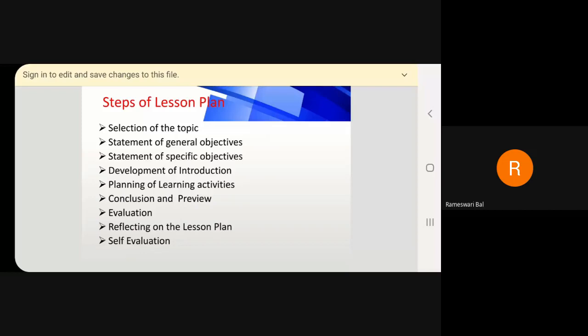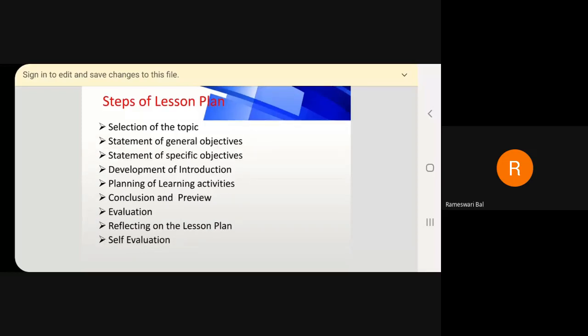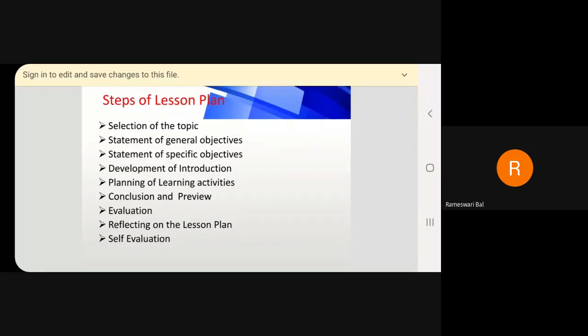But at the time of covering a specific content within 40 or 45 minutes, what I am going to present and what we expect from our children in terms of learning outcome, we mention in the specific objectives. I think it will be clear for all of you. We should not get confused: general objectives are in general terms for a whole chapter, and specific objectives are more specific regarding a particular topic, what we are going to cover within one period.